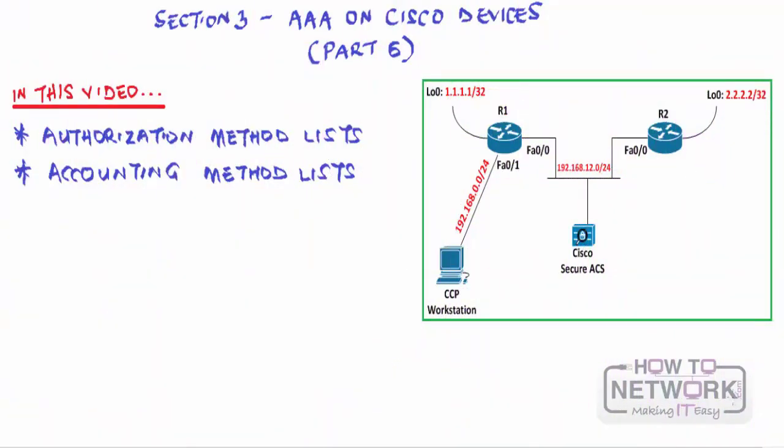In the previous videos, we have looked at authentication method lists. In this video, we'll be looking at authorization and accounting. That's the other two parts of AAA. And we'll be looking at configuring method lists for these other two parts.